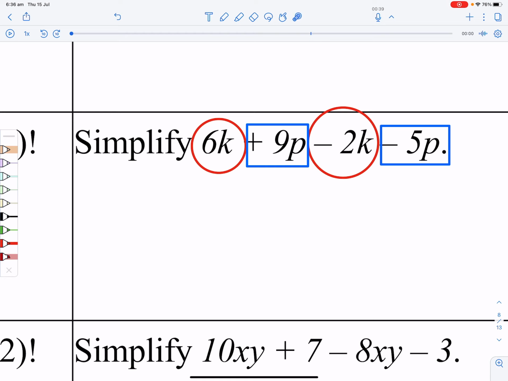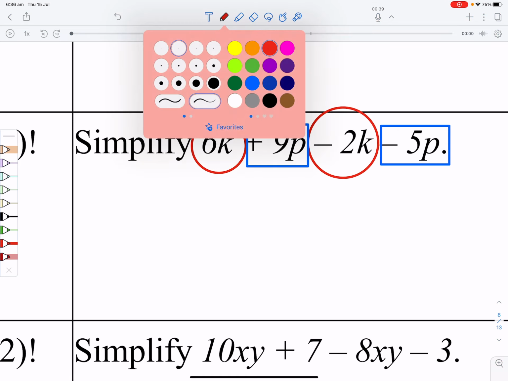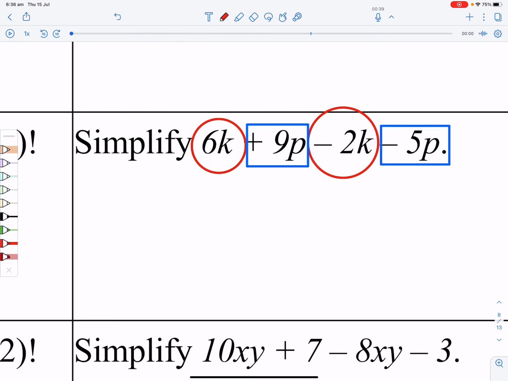The 6k has a plus in front of it. The plus belongs to the 9p, that minus belongs to the 2k, and that minus belongs to the 5p. Now let's keep it simple. What's 6k minus 2k? 4k. So write down 4k. So they're simplified and that's done.